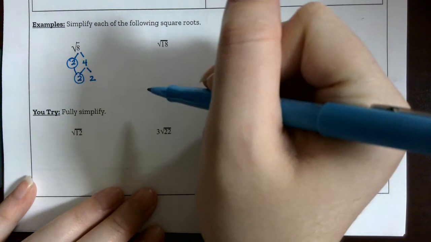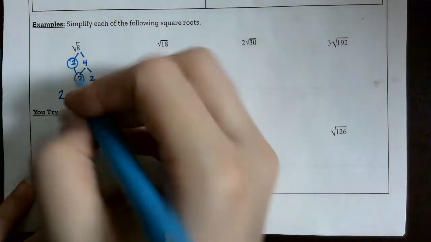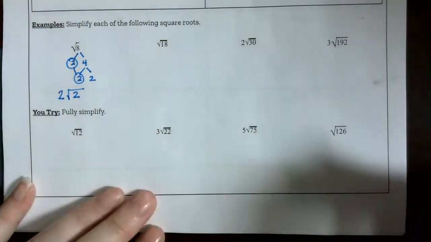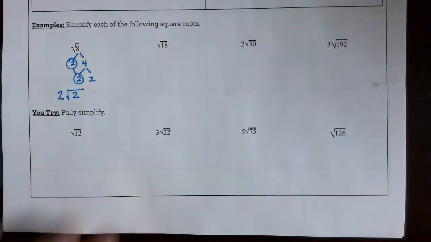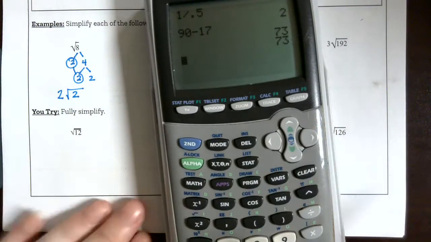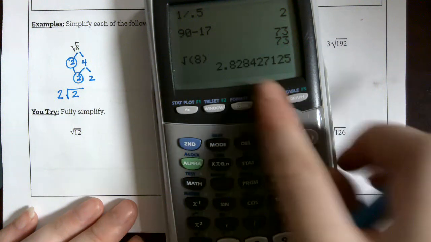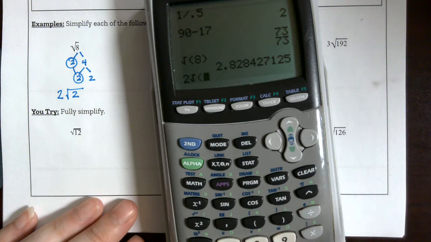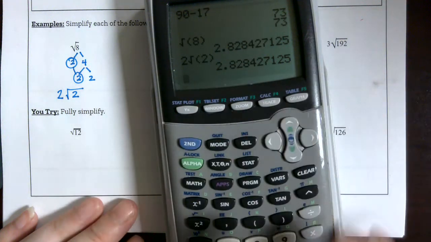So for every pair, I'm just going to pull that number out front. And then whatever's left is going to go underneath the square root. So 2 square root of 2 is the same thing as the square root of 8. And if you ever want to just be double sure that you are correct, you can try in a calculator and make sure you get the same decimal. So the square root of 8, okay, and then 2 square root of 2, and they should be the same if you did your factorization correctly.